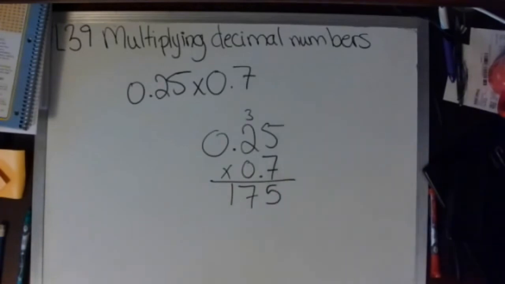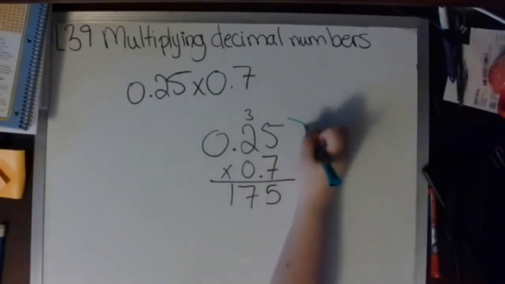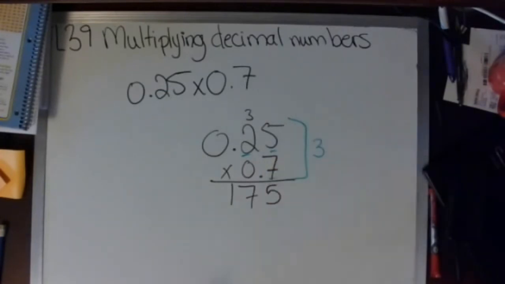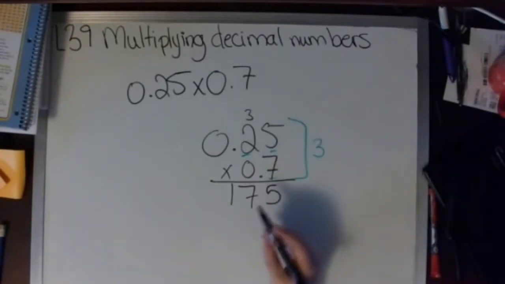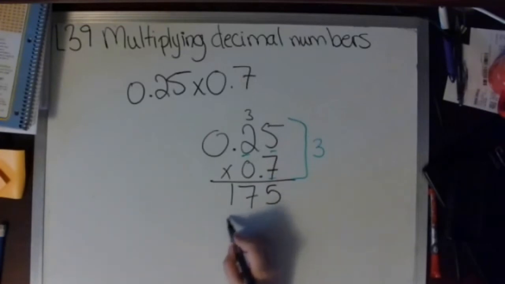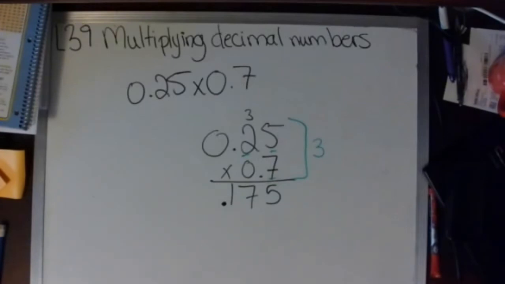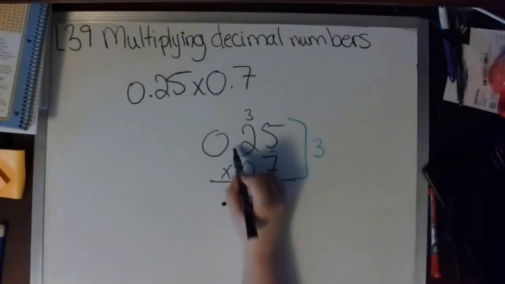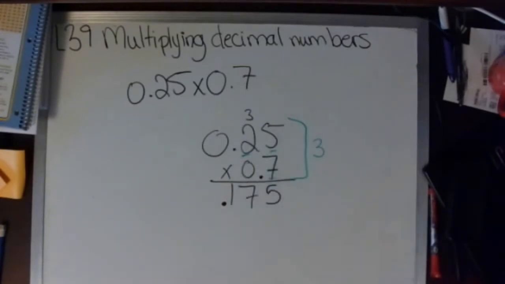Now I have to count my decimal places. Remember, count all your decimal places. 1, 2, 3. I have 3 decimal places. 1, 2, 3. There's my decimal, 175 thousandths. Okay, remember when you're doing your answers, you have to count how many decimal places you had up here when you were multiplying so that you know how many decimal places to put in your answer.